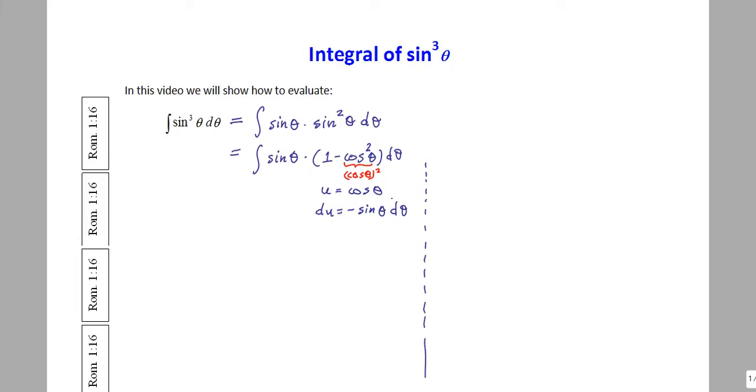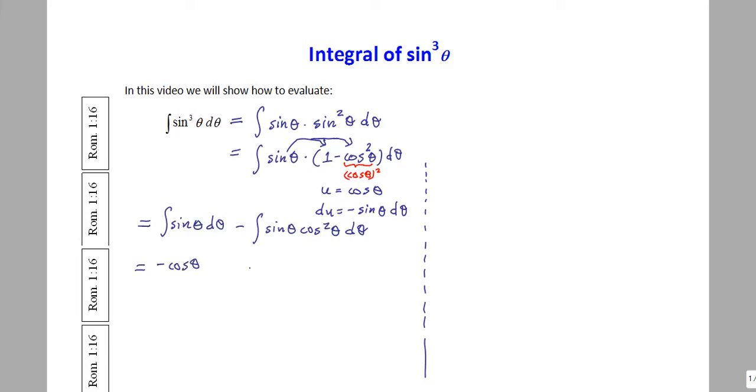Okay, so now let's go ahead and write this. So we're going to distribute the sine theta in here. I'm going to get this is equal to the integral of sine of theta d theta minus the integral of sine theta cos squared theta d theta. And so then I find that this is equal to, of course, the left integral is very simple to do. It's just minus cos of theta.